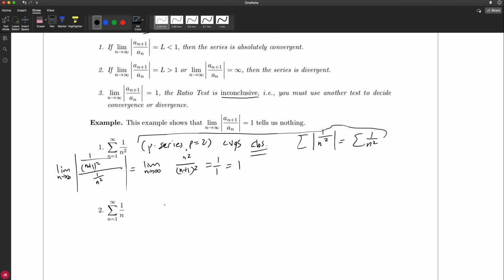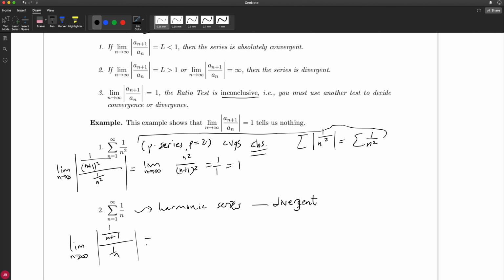Now coming down here, apply the ratio test to this one. What is this called, by the way? This is called the harmonic series. And what do we think? It's divergent, I think, right?